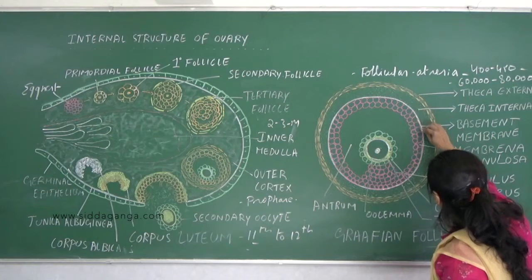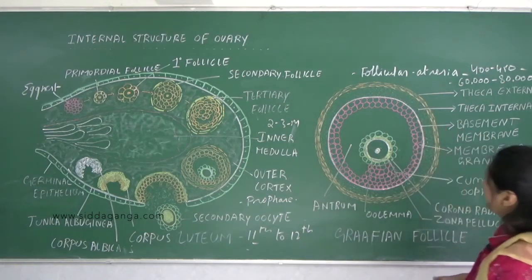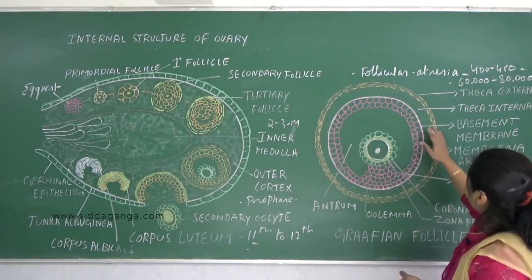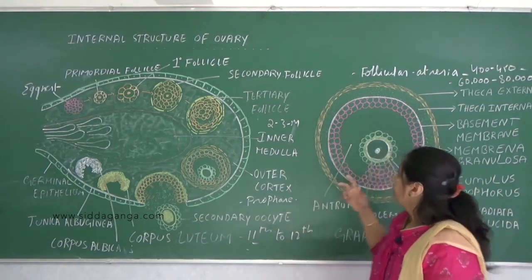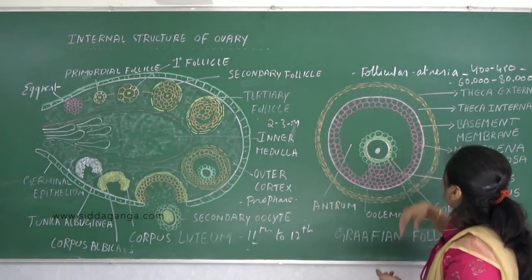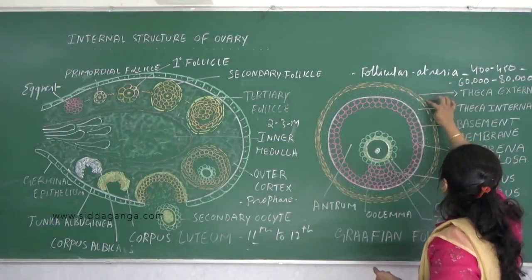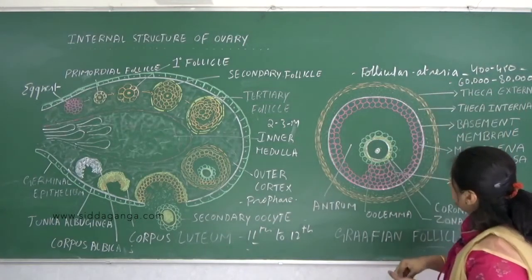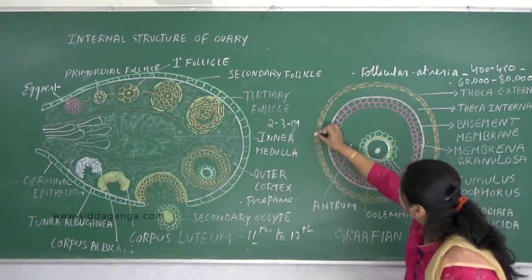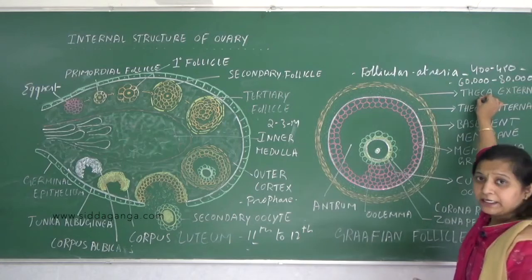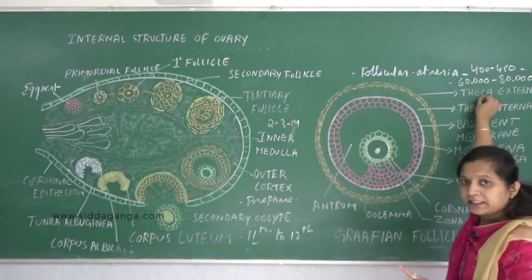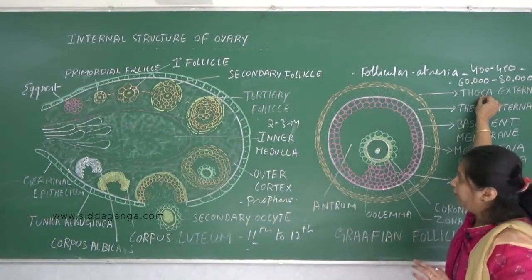This is the basement membrane. Next to the basement membrane, the two theca layers are present, arranged as outer and inner. The outer is called the theca externa, the outermost layer of the Graafian follicle. The theca externa is a fibrous layer.